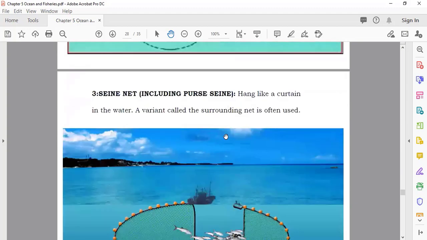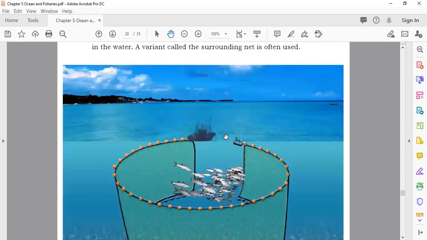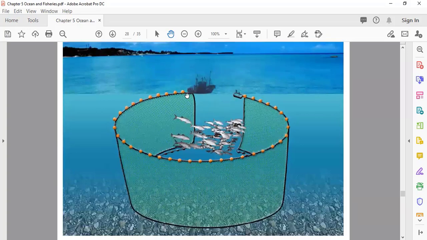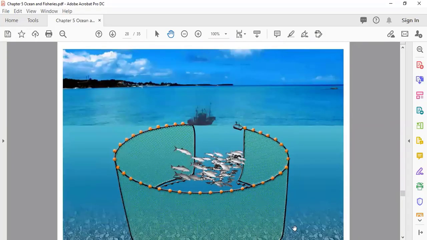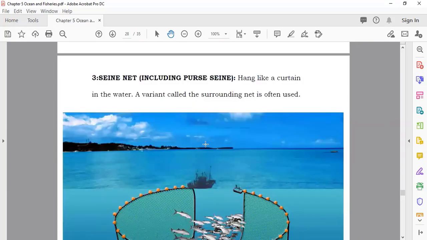And it is here. After that, the seine net. It means that you will spread it from one side like this, and there is a boat that will make a circle around like this, and they trap the fish. That's known as a seine net. It is like a curtain. You're hanging it like a curtain like this, and you can catch the fish, okay? And a variant called the surrounding net is often used.